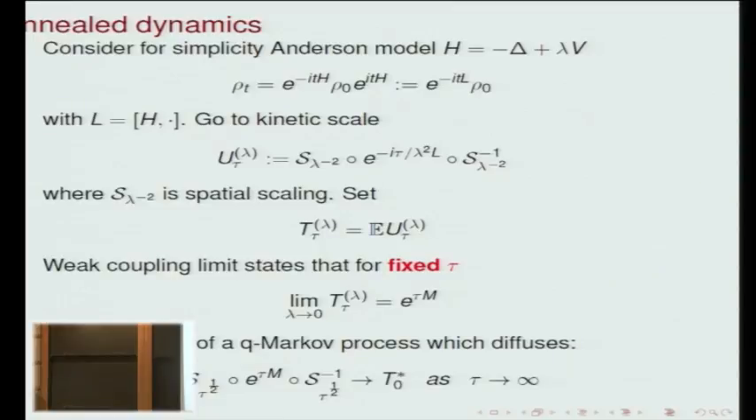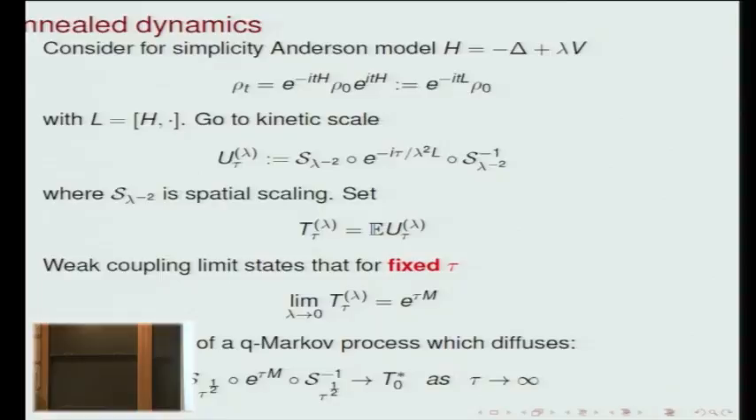So in the Anderson model, of course, I'm not claiming any result whatsoever, but since it's familiar to everybody, let me try to illustrate what we are trying to do in that. So let's take the Anderson model, minus Laplacian plus lambda V, and you are supposed to study the time evolution of the density matrix. Let me call the dynamics by L, the commutation with the Hamiltonian.